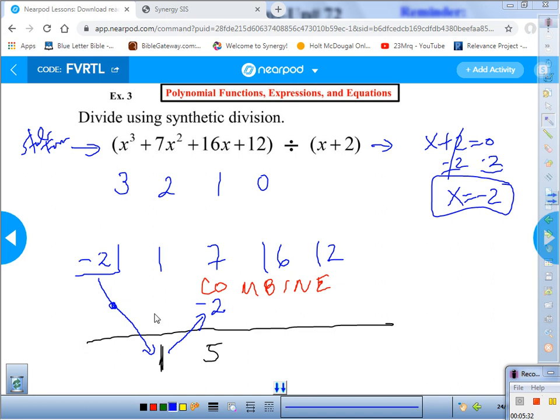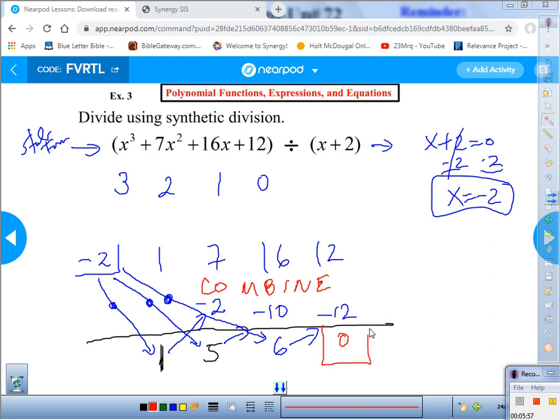And I start again. I do it all over. What is negative 2 times 5? Negative 10. That goes right here. And I combine. What is 16 minus 10? 6. I start all over again. What is negative 2 times 6? Negative 12. That goes right there. And I combine. What is 12 minus 12? 0. That is my remainder.